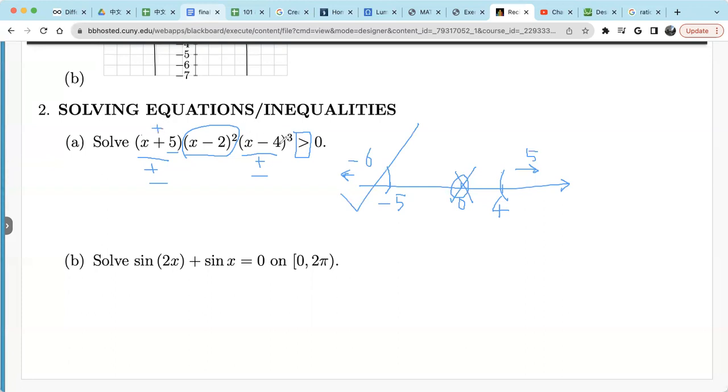5 minus 4, positive. Positive cubic, positive. Positive times positive, yes, positive. Still greater than 0. So that means this one is also in the solution set. Now we can write our solution set.